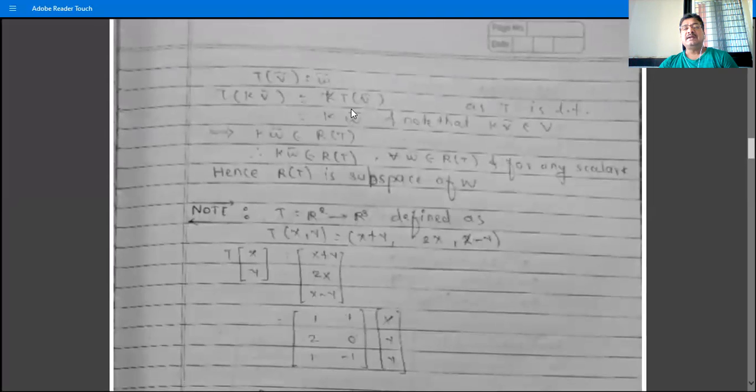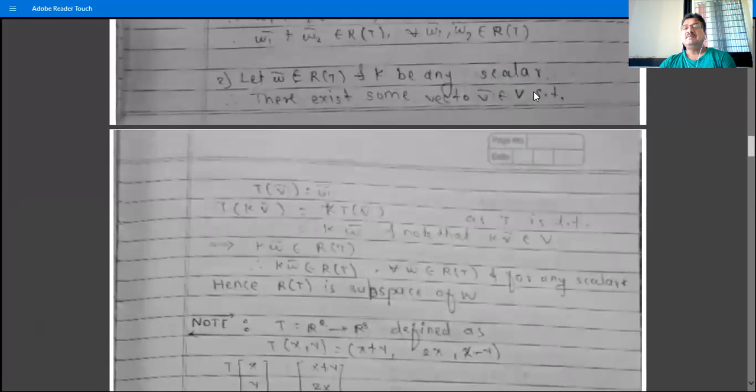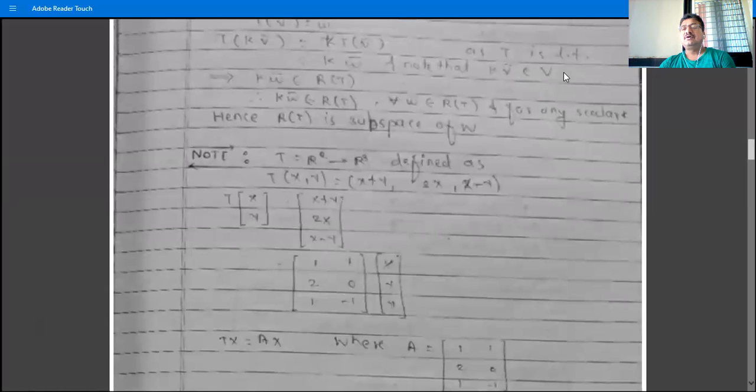And kv bar is w bar. Note that this kv bar belongs to V, because V is a vector space. The second property of a vector space is that the vector space is closed under scalar multiplication. That is, any scalar times any vector belongs to that vector space. So kv bar belongs to V, because k is any scalar and v bar is an element of V, so their multiplication belongs to V.